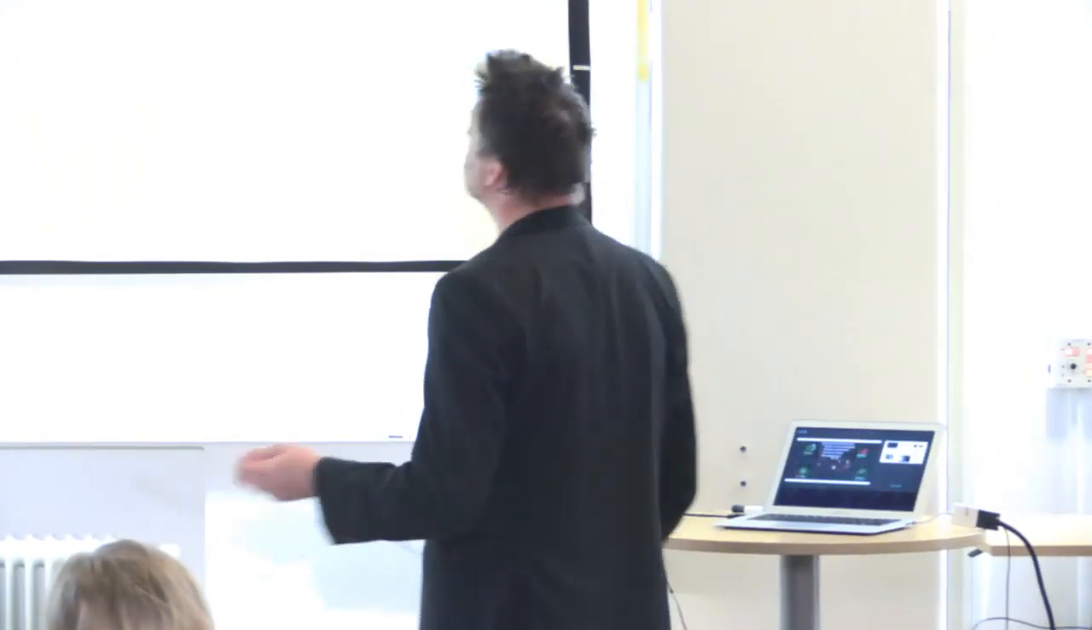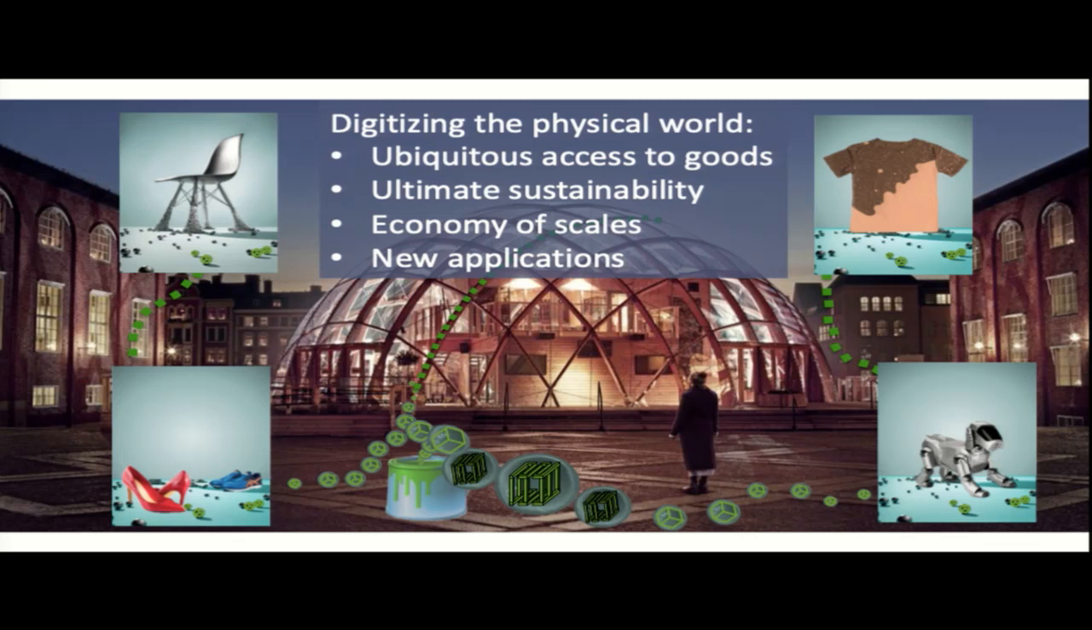A few examples. It would give us, if it works, ubiquitous access to goods. You have anything at any time that you want it. You just create it on the spot. It's an ultimate sustainability because it's a perfect recycling system. You never need to buy anything new. The only thing you need is your bucket. There's an economy of scale. If everybody wants to have a bucket like that at home, this is going to be the most ever produced component in the history of the world. And it's going to be extremely cheap to make, because the more of something you make, the cheaper it becomes to make it. And finally, you also probably can make new applications.